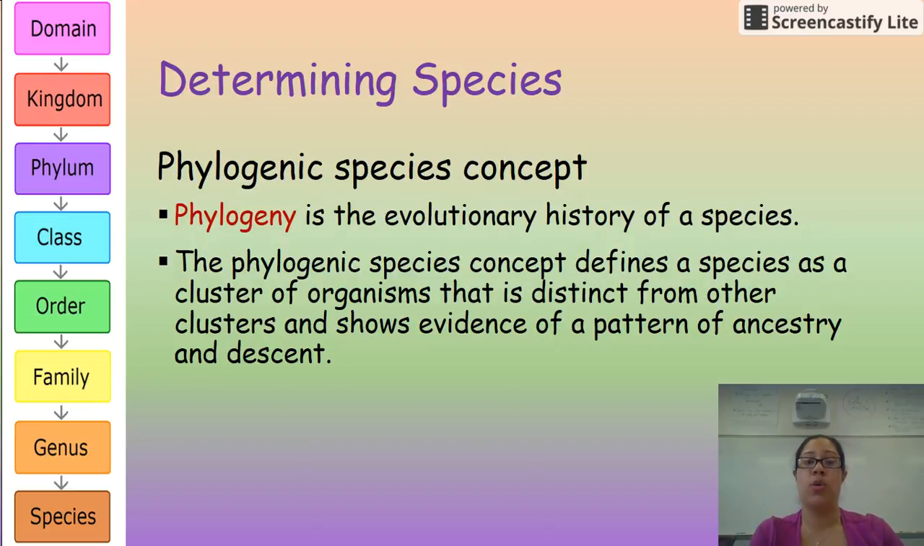So for those, we'll use the phylogenetic species concept. Phylogeny is the evolutionary history of a species. So we're going to look at where it breaks off from other species, the different derived characteristics, and what ancestral characteristics it has. All of that will be taken into consideration in its location on a cladogram or on the tree of life.